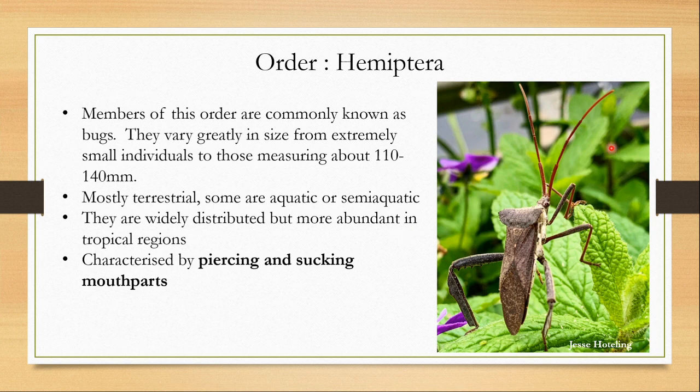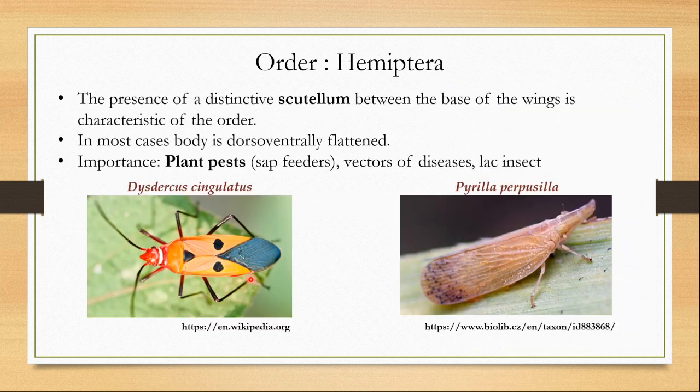The most important character of this order is their piercing and sucking mouth parts. I will discuss about this in a little while. Another important character is the presence of scutellum. Scutellum is this triangular sclerite present on the mesonotum. Mesonotum is the dorsal tergum of the mesothorax. This scutellum is present at the base of the wings. Just looking at this scutellum and the piercing and sucking mouth parts, you can characterize any insect under order Hemiptera.